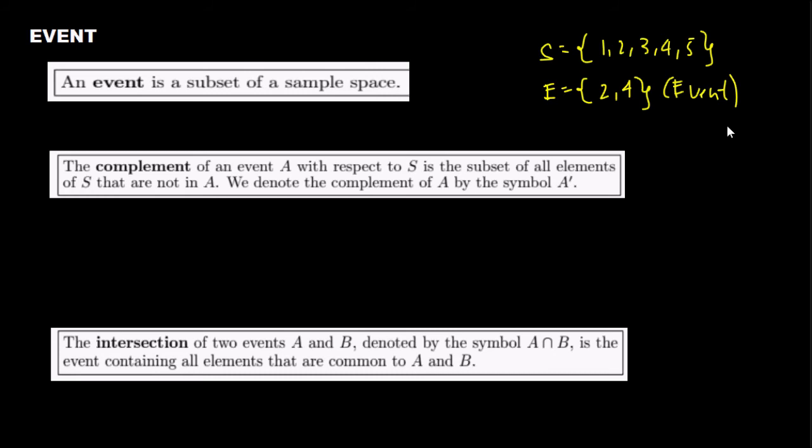We have also the complement of an event A with respect to S, which is the subset of all elements of S that are not in A. We denote the complement of A by the symbol A prime.